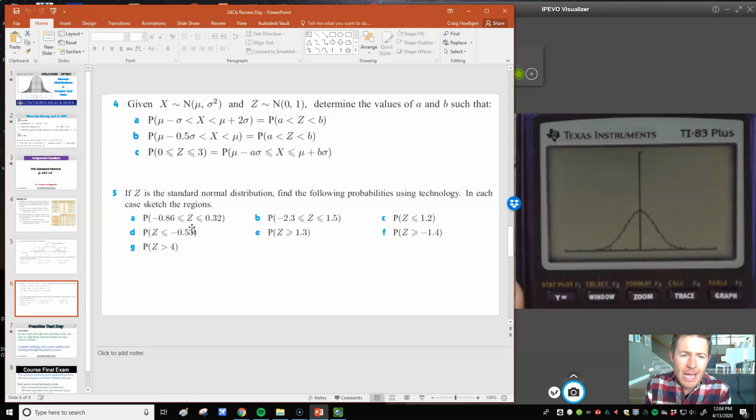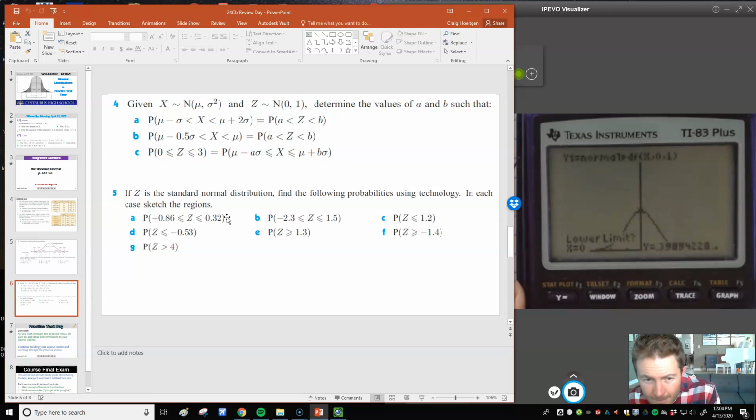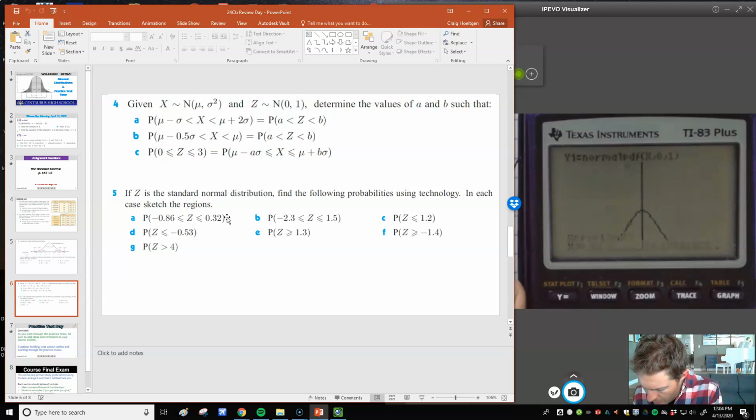Great, okay. So now to do any of these, we're just integrating the area below the curve just as we have been. So let's do this very first one together. For this very first one, I'm going to go second calc, integrate. My lower bound is -0.86. My upper bound is 0.32. And there you get that value.